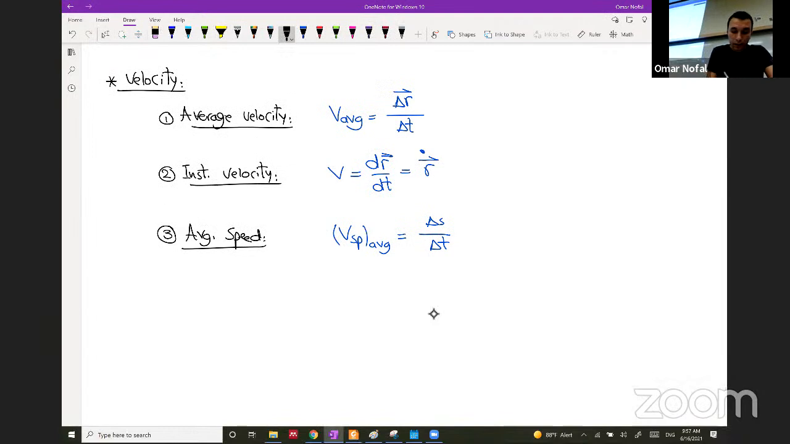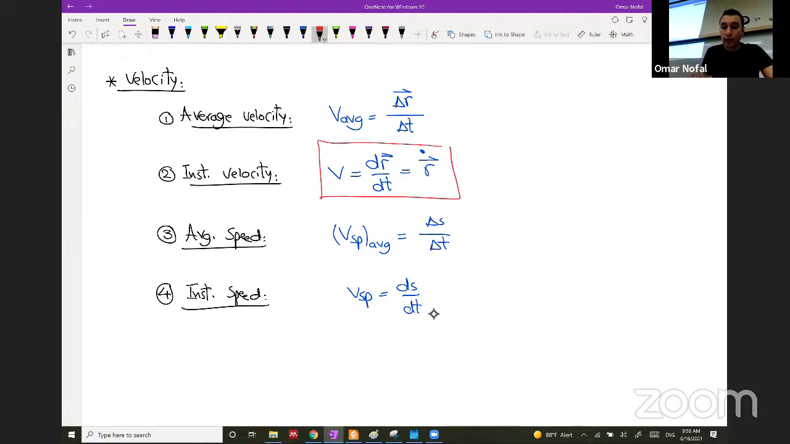For instantaneous speed, it is ds over dt, the time rate of change of the distance along this curved path. So this is the difference between the different terminologies of the velocity, and we will be using this one in almost all of the cases, but you have to know the other ones.